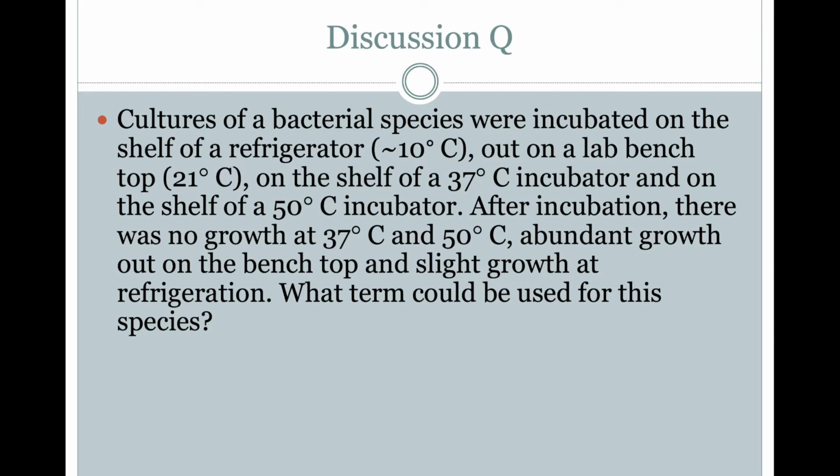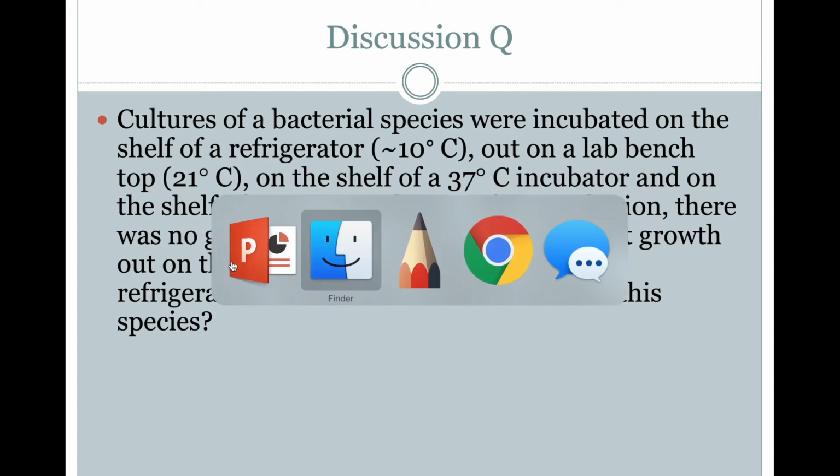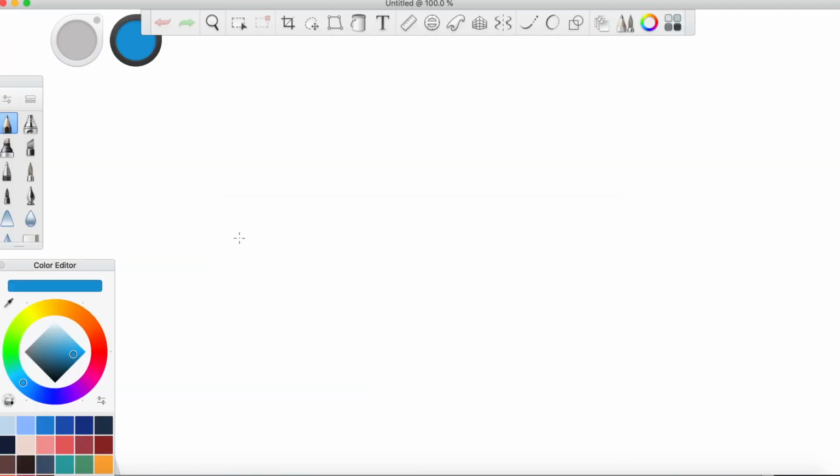Well, to help answer this question, let's draw this out, as I will do this question with you. So if you were to plot out, just like we had up there, the temperature range where we have 10 degrees here, we have 21 degrees, 25 degrees, 37 degrees.